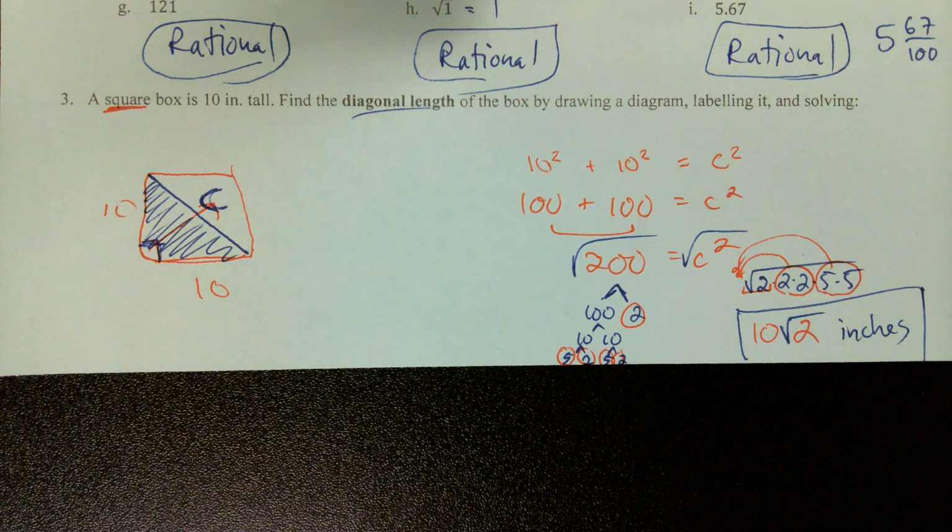What's left over? 2. Okay, so I know it's going to end in root 2. That's my leftover. What is 2 times 2 times 2? Multiply it all together. Just equals what? 40. Okay. So we got 40 root 2.